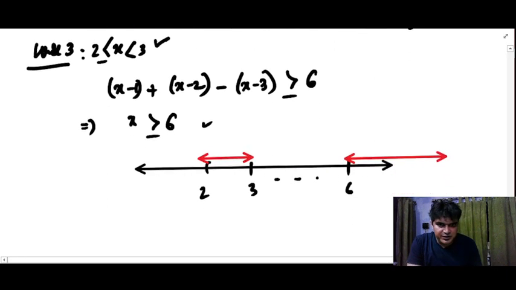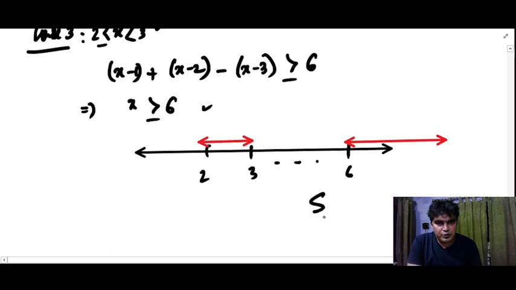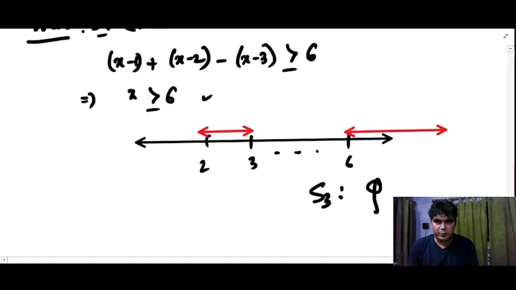Because these two intervals don't have any common points, the solution set for this one will be equal to a null set. There is no solution, right? Because there is no common point.